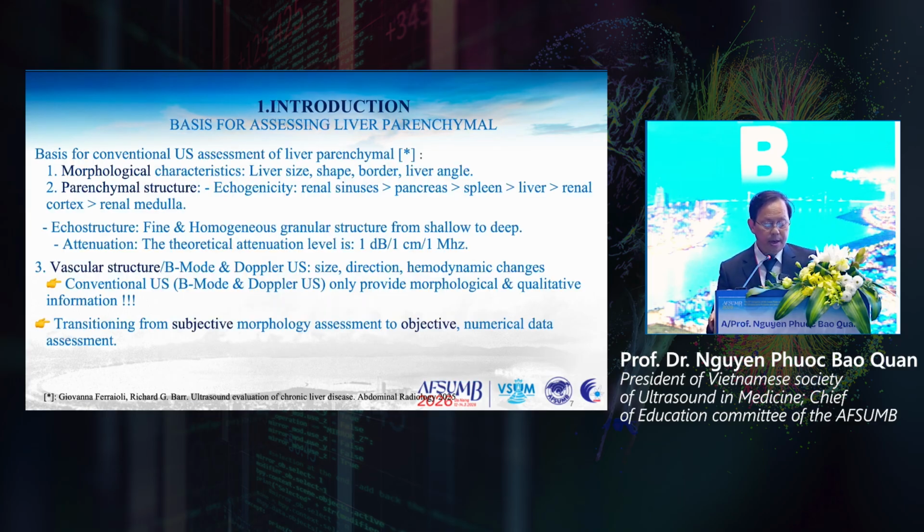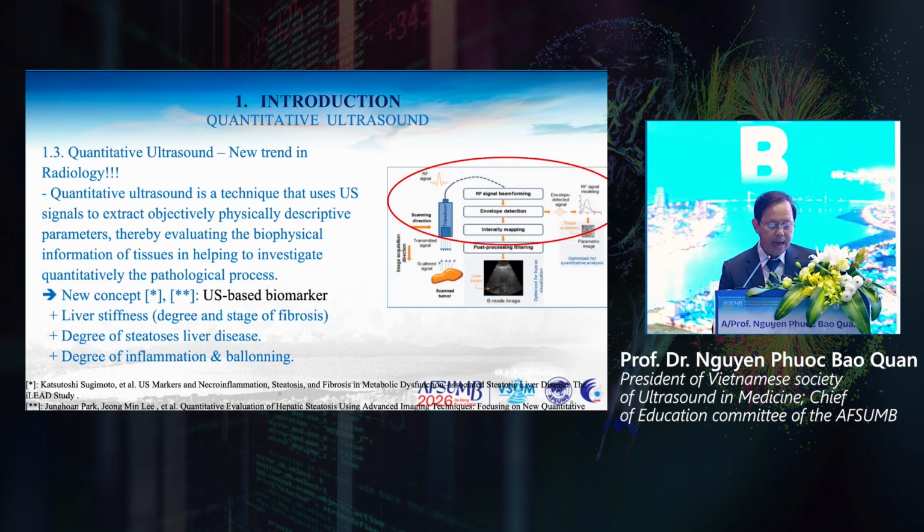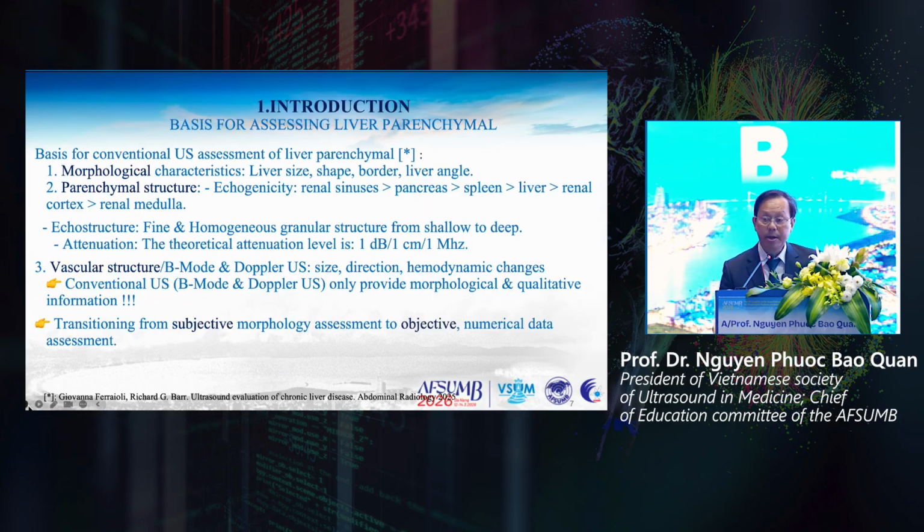In the past few years, we have used conventional ultrasound to investigate the liver, including B mode ultrasound and Doppler ultrasound. With B mode ultrasound, we investigate the parenchymal structure, the size, the shape, and attenuation, by qualitative assessment only. And with Doppler, we can only get little information about the hemodynamics of the liver.